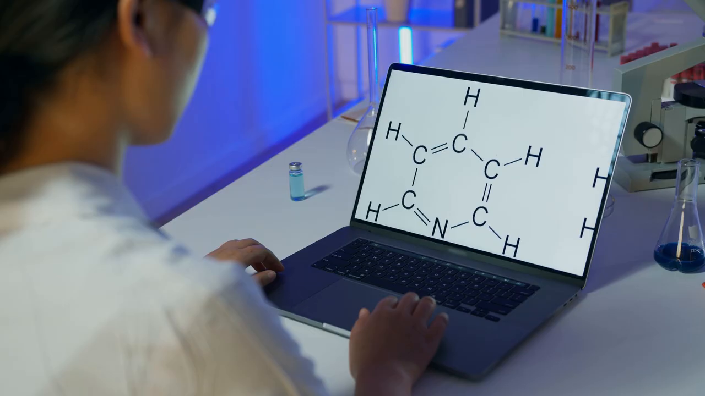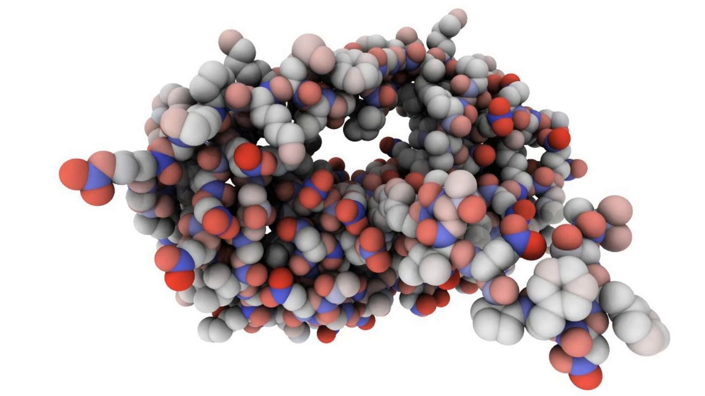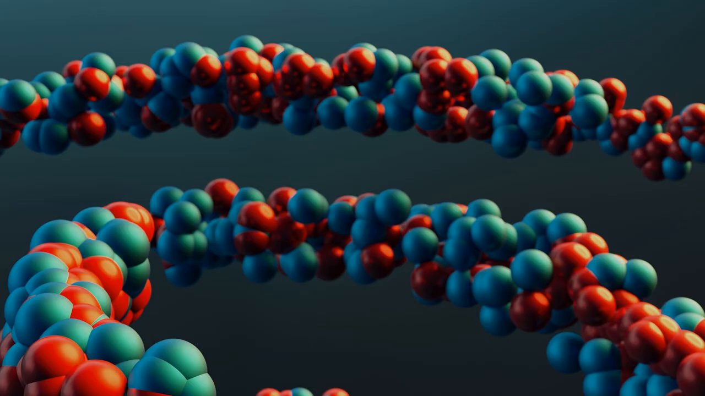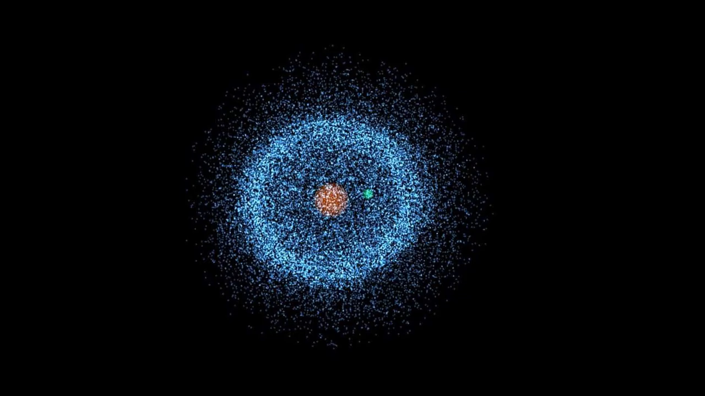Conclusion: Atoms may be incredibly small, but they are the foundation of everything in the universe. Each atom contains a tiny nucleus made of protons and neutrons, surrounded by fast-moving electrons. These atoms join together to form molecules, and those molecules build everything we know, from the smallest living cell to the largest galaxy. The next time you look around, remember that every object you see is made of countless tiny atoms working together in amazing ways.